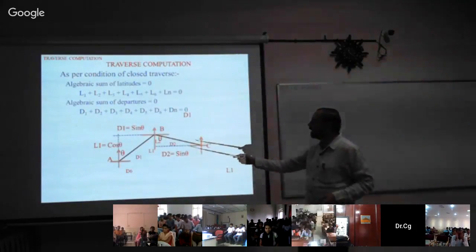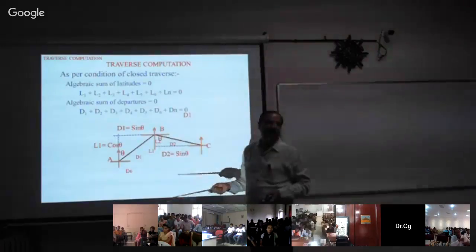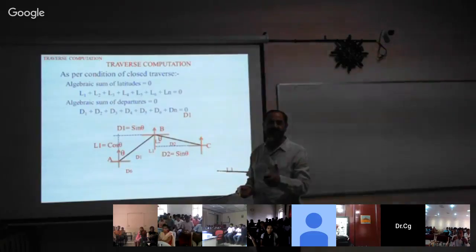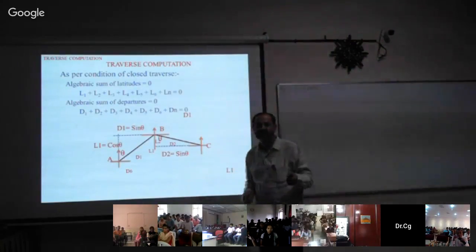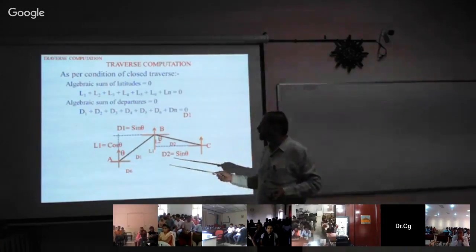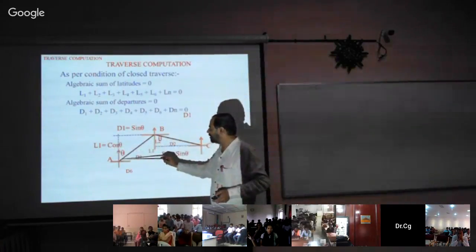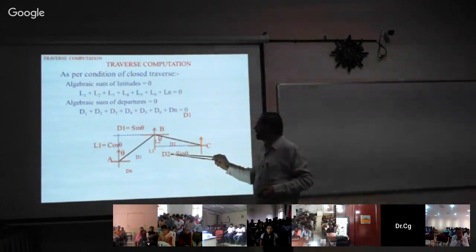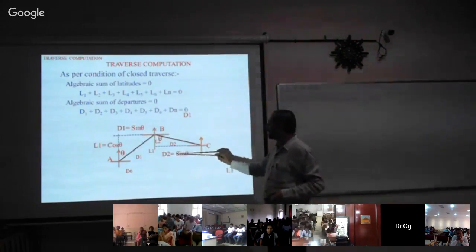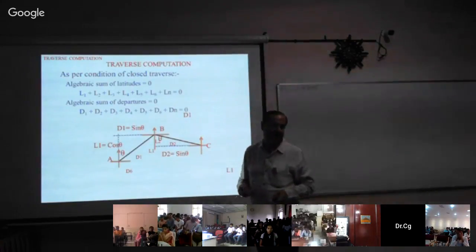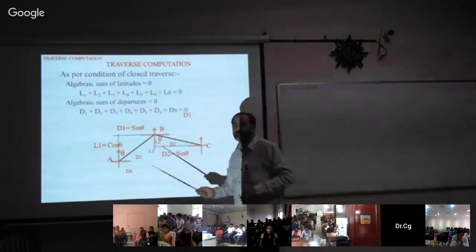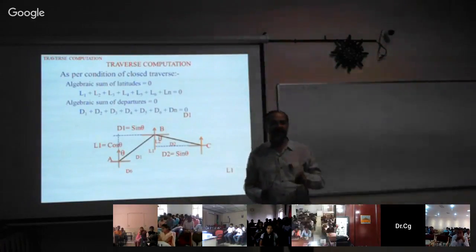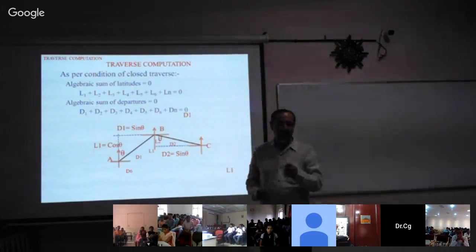Now similarly, for any number of survey lines, the same method will be adopted for the latitude and departure calculation. I suggest you go through this carefully, and please remember, the length of AB is missing here, and the length of BC is also L. This is due to L sin theta, length of BC. Now, in any traverse computation, please remember latitude and departure.